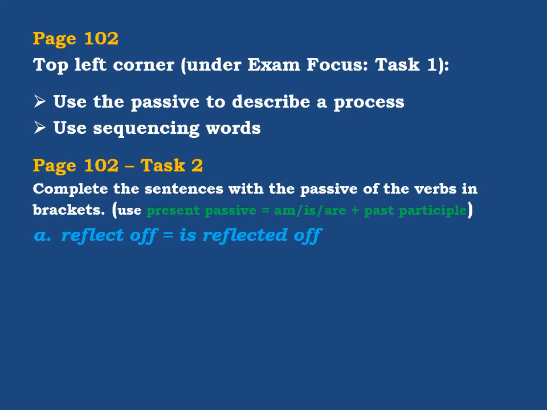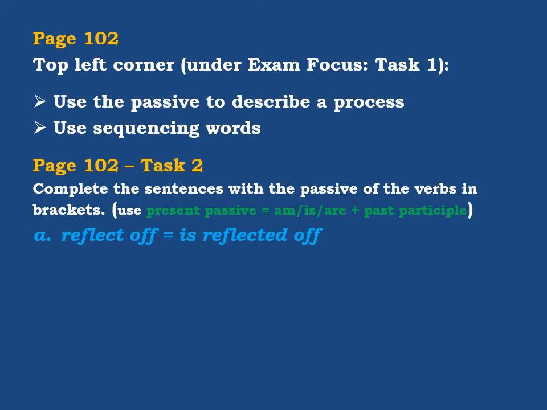Okay. So here the task says we have to complete the sentences with the passive, and as I said earlier, we have to use the present passive. What is the present passive? If you look at the green color here, the words in green, the present passive, we have am, is, and are, plus the past participle of the verb.